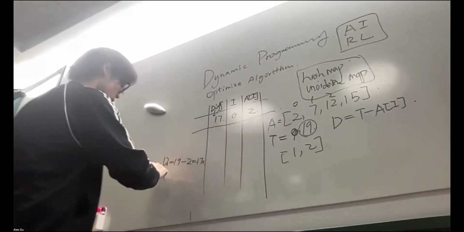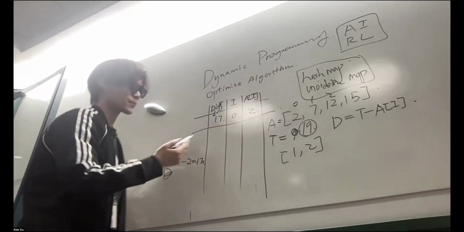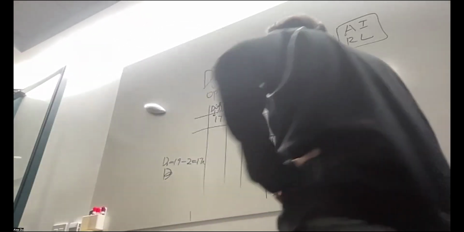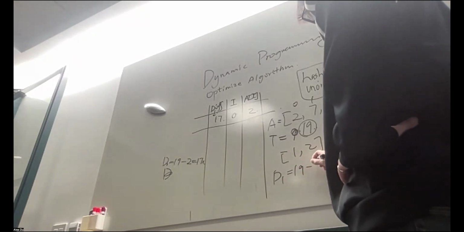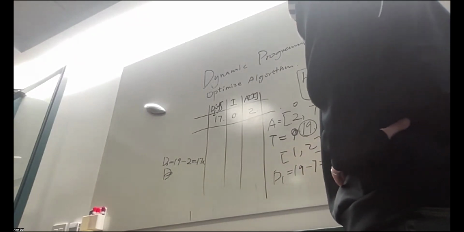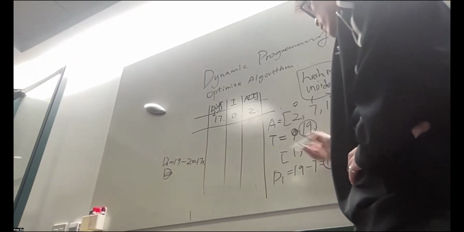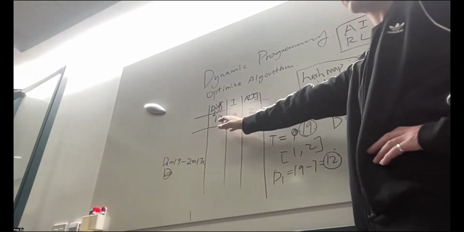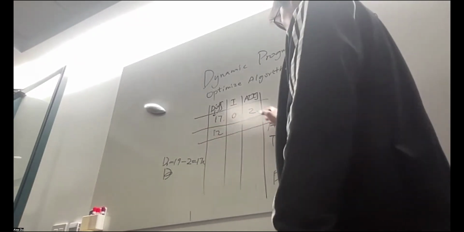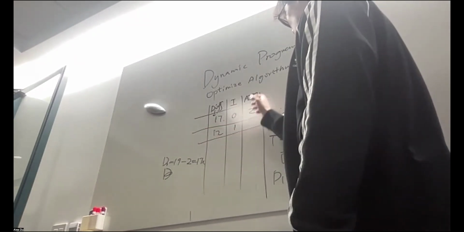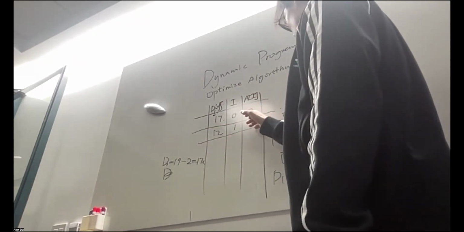And in the second round, you have D1 equals 19 minus 7. That gives you 12, right? Okay. So 12, do you see 12 here? Then you put 12 here, and you track its location. And you also track the current data, which is 7, right?